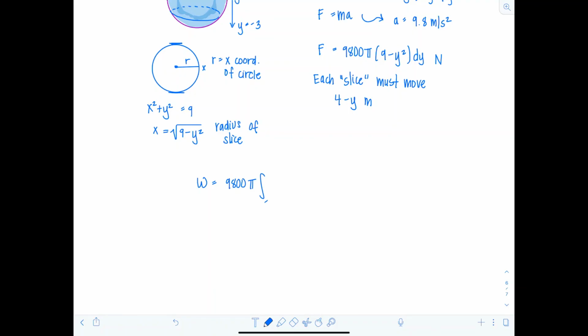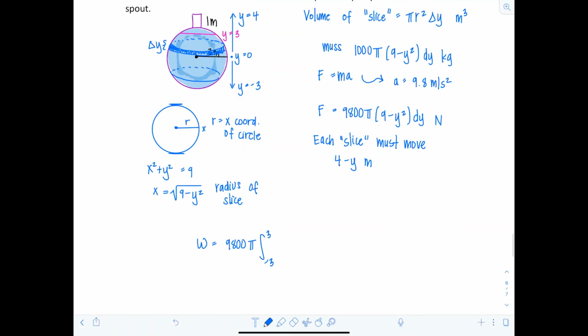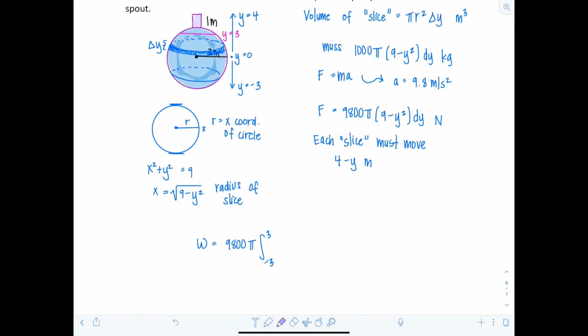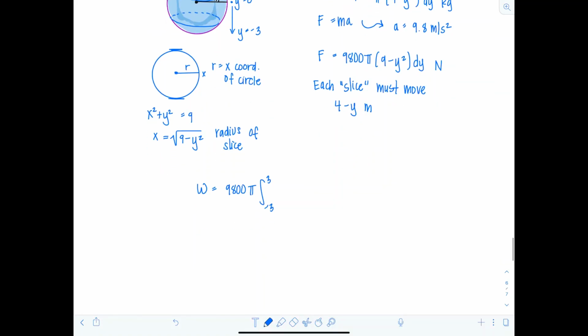And then the limits have to match only what I'm actually applying work on. So I'm going to go from -3 to 3. There is no water sitting in the spout that needs to be pumped out. So don't put limits of integration or act as if you have to apply work where there is no work to be done. So we have 9,800 pi times the integral from -3 to 3. My force function has 9 minus y squared. Then I have to include the distance, 4 minus y dy.